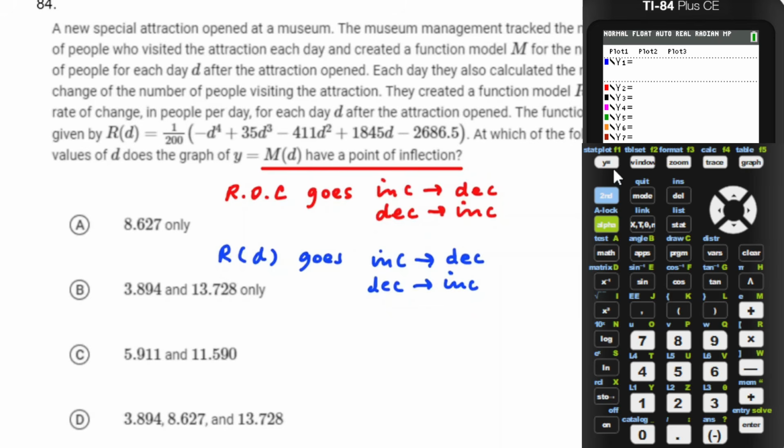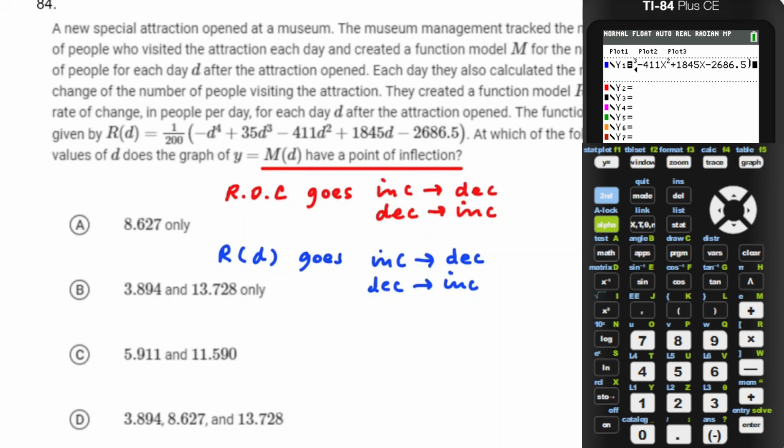1 over 200, okay. 1 over 200 times the negative of d to the 4 plus 35d to the 3 minus 411d to the 2 plus 1845d to the first. Just like, what is the benefit of the numbers being this bad? 2686.5.